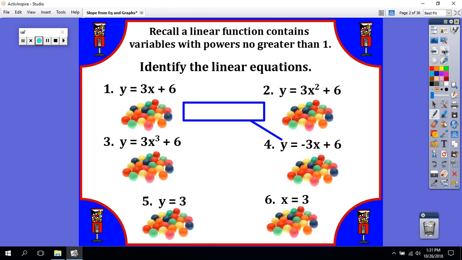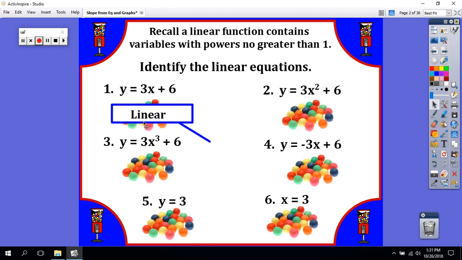In order to tell if a line is linear or nonlinear, you look at the equation. If the equation has variables that are only raised to the power of 1, nothing greater than the power of 1, then they are linear. So look at example 1. Find the variables. We have a variable y and we have a variable x. Do either one of those variables raise to a power greater than 1? No. So this one is a linear equation. We can tell just by looking at it.